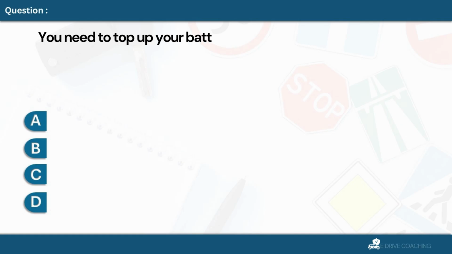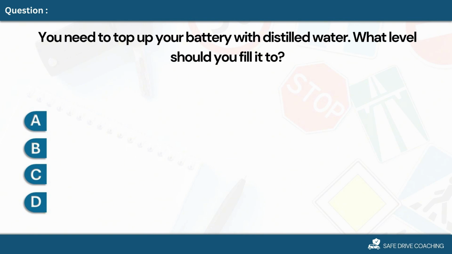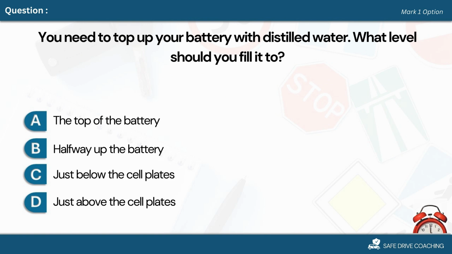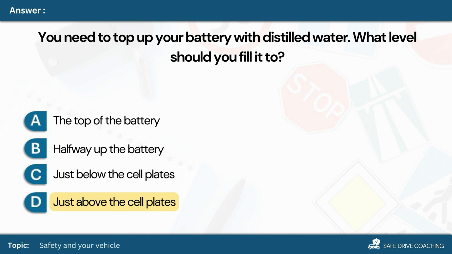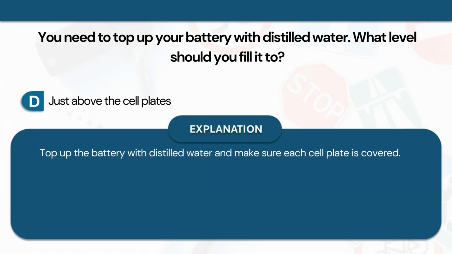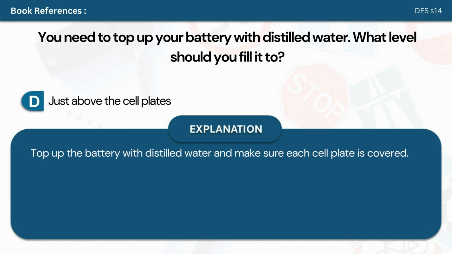You need to top up your battery with distilled water. What level should you fill it to? A. The top of the battery. B. Halfway up the battery. C. Just below the cell plates. D. Just above the cell plates. The correct answer is D. Just above the cell plates. Top up the battery with distilled water and make sure each cell plate is covered.